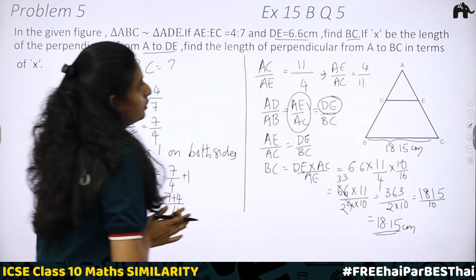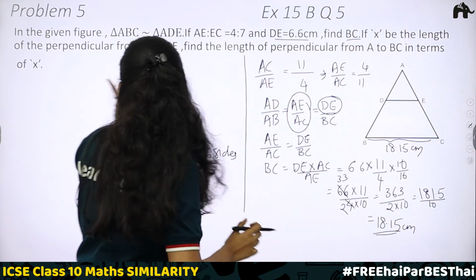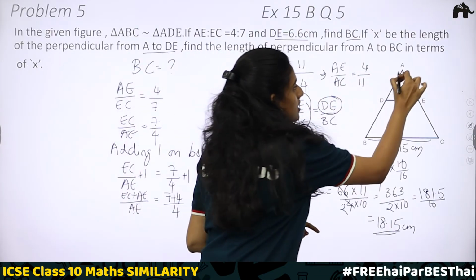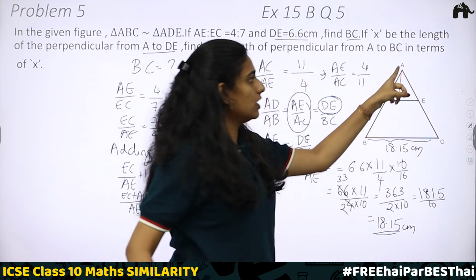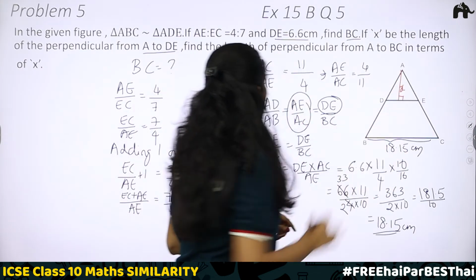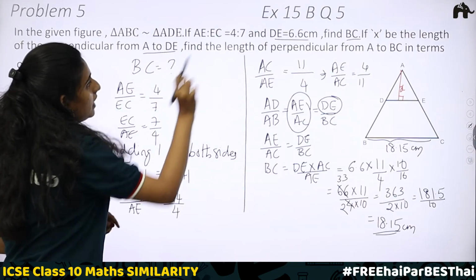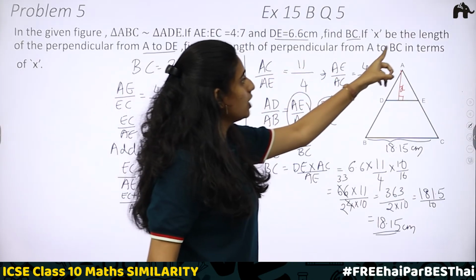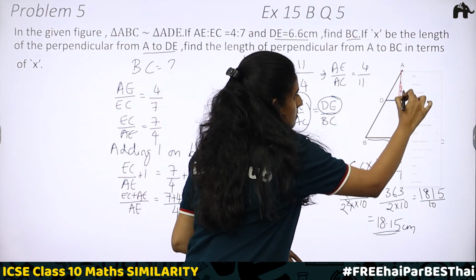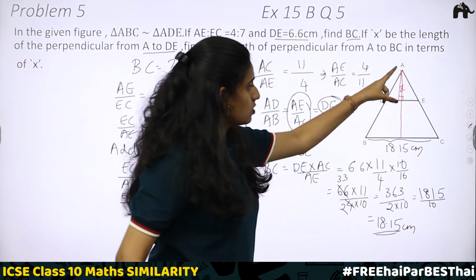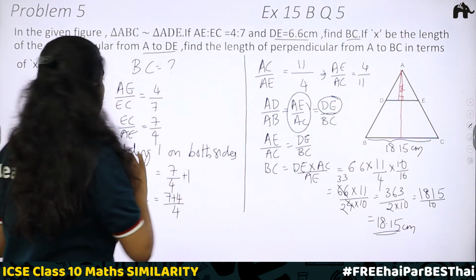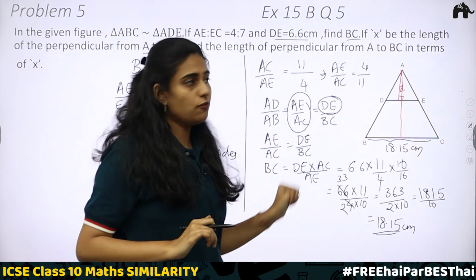Now the second part of the question. If x be the length of the perpendicular from A to DE, this is a perpendicular drawn from the vertex A to DE, and this perpendicular has a length x. Find the length of the perpendicular from A to BC, which is drawn from A to side BC, in terms of x. We need to find it in terms of x.